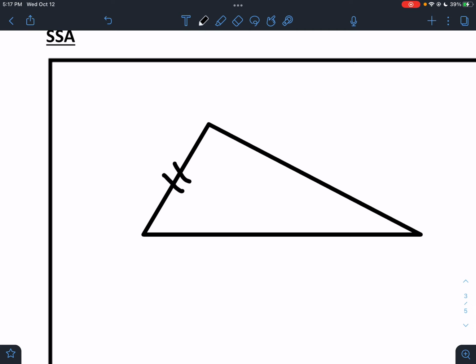It's two sides. So let's say it's those two sides. Which angle are we talking about? Well, if you chose this one, wrong. That's side, angle, side. That's two sides and the included angle. That angle touches both sides. I need an angle that doesn't touch both sides. I'm going to choose this one.